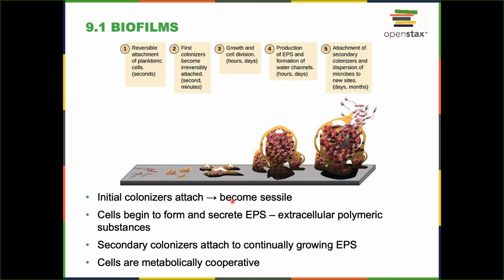Then these cells start to secrete this extracellular polymeric substance, right? Extracellular meaning out of the cell, polymeric, a bunch of polymers. And it's really different and varies according to whatever the microbe is, whatever the environment that you're in, right? So it's going to be some sort of EPS. As this stuff gets secreted, and of course it's going to be sticky, we have our secondary colonizers. So then these secondary colonizers will attach, and then they'll start sticking to this EPS, right?